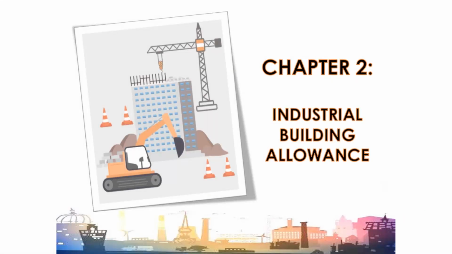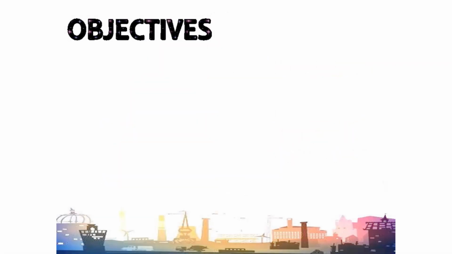Welcome students to Chapter 2, Industrial Building Allowance. A learning objective is very important to make sure each student is able to conquer what they have been learning. So these are the 4 learning objectives for this topic.